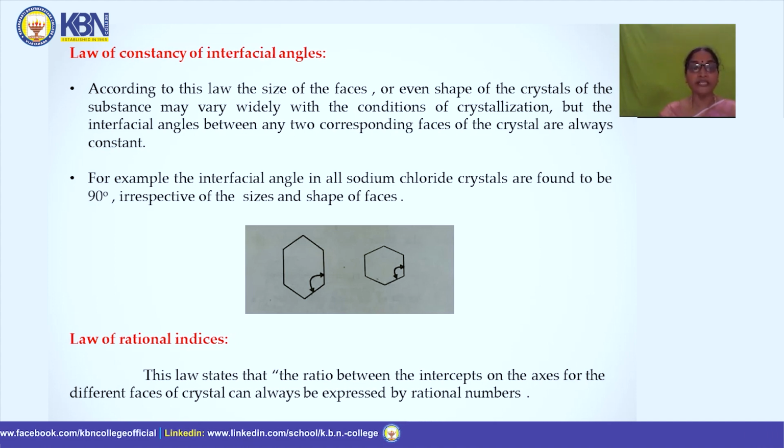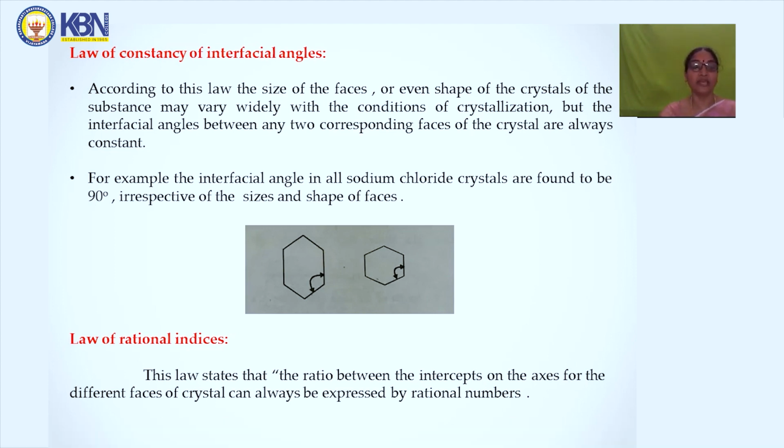This may be explained by taking the example of a sodium chloride crystal. In the case of sodium chloride crystal, the interfacial angle is found to be 90 degrees irrespective of the size and shape of the crystal. Suppose I take these hexagons, whatever be the size of the hexagon, the interfacial angle between the two faces is constant. Next, the law of rational indices.